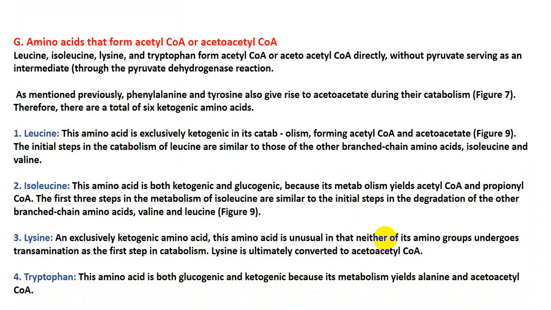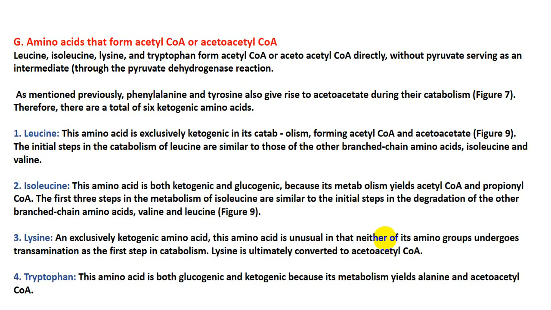Amino acids that form acetyl coenzyme A or acetoacetyl coenzyme A. There are six amino acids that form acetyl coenzyme A or acetoacetyl coenzyme A: leucine, isoleucine, lysine, tryptophan, phenylalanine, and tyrosine. Leucine is converted to acetoacetyl coenzyme A and acetyl coenzyme A. This amino acid is ketogenic and is an essential amino acid.